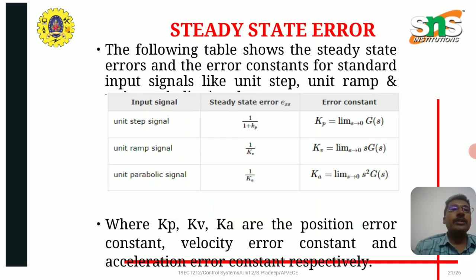The following table shows the steady state errors and the error constants for standard input signals like unit step, unit ramp and parabolic signals, where Kp, Kv, Ka are the position error constant, velocity error constant and acceleration error constant respectively.